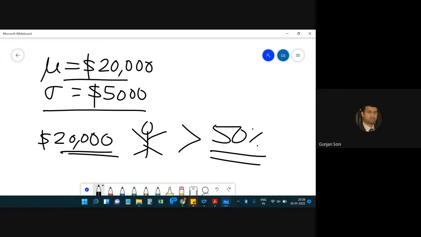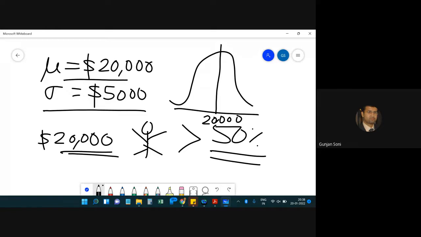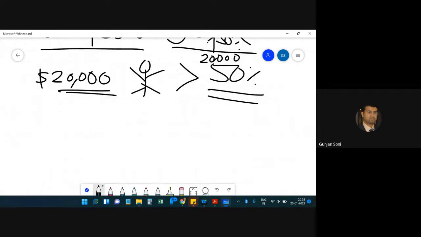If in the question I would have said that the probability distribution of the incomes is normally distributed, then that would have meant that the mean is in the middle, exactly 50% here and 50% here. Okay, but I did not say it is normally distributed. I simply said the probability distribution has this mean and standard deviation. So it could have been any sort of distribution.